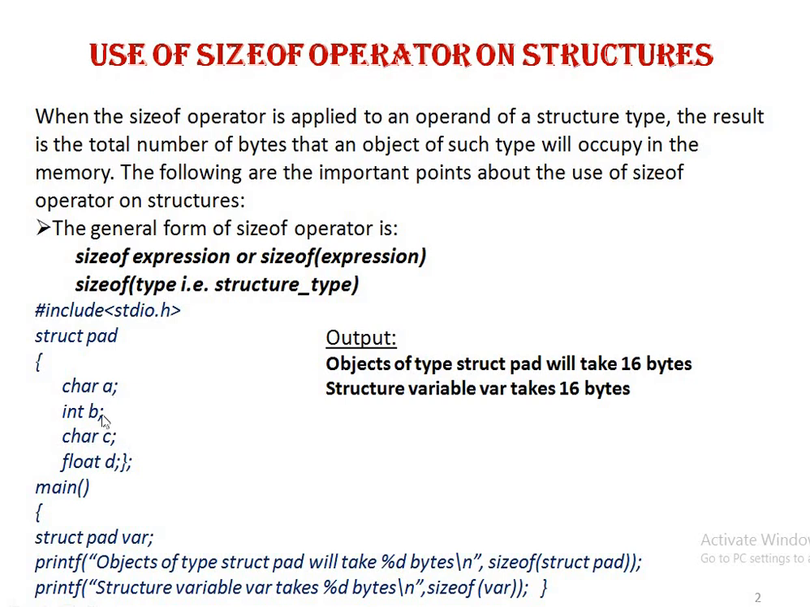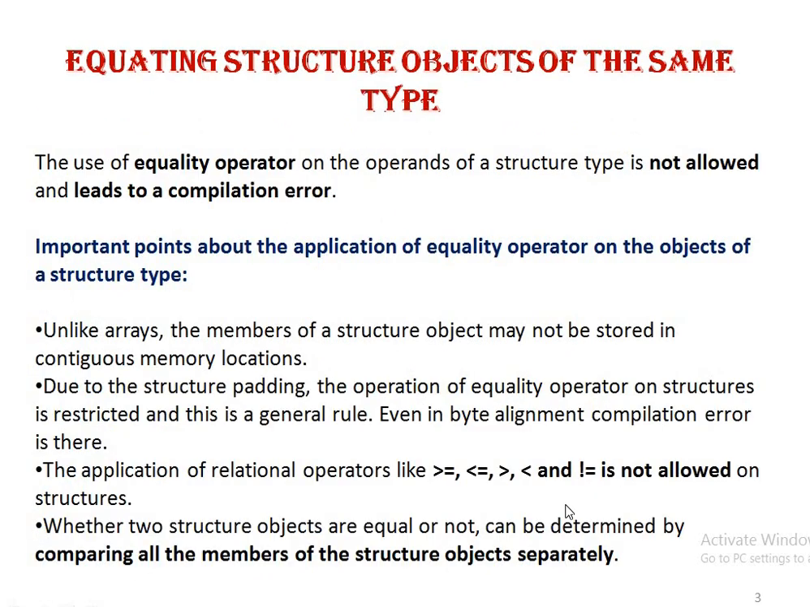In structure, we have different types of member variables: character A, integer B, integer C, float D, and the size of the structure is calculated as a multiple of the largest data member. The largest data member is float, having 4 bytes, so each member variable will be given 4 bytes. So 4 plus 4 plus 4 plus 4 will be 16. Hence both the printf statements will give me 16 bytes.